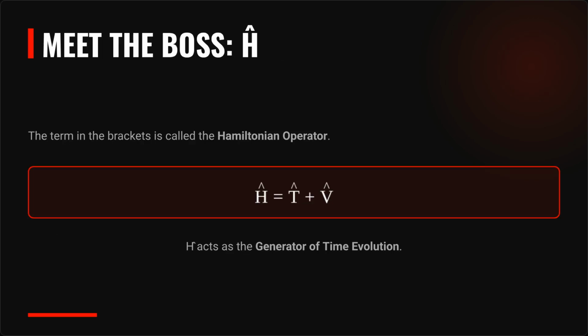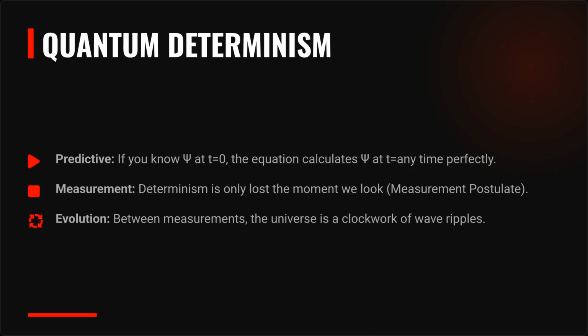The term in the brackets of the TDSE is called the Hamiltonian operator. H hat acts as the generator of time evolution for the system's wave function. The TDSE provides quantum determinism. If you know the initial state, the equation calculates the future state perfectly. Determinism is only lost during measurement.